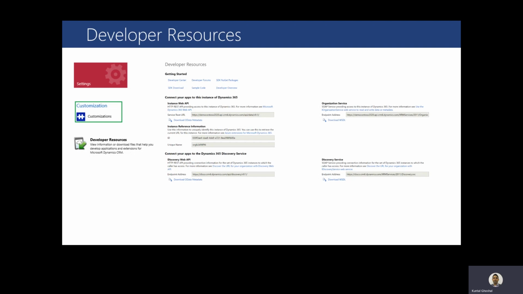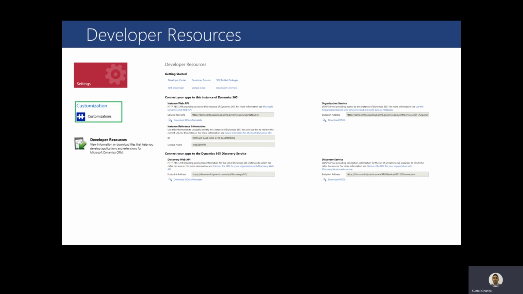If you navigate to settings, customizations, developer resources, Dynamics 365 provides the details around how a developer can start extending the platform with developer resources. It also provides organization specific details like organization ID and unique name. Each organization has a separate unique organization GUID and a name. This instance reference is helpful when you will be extending your organization.